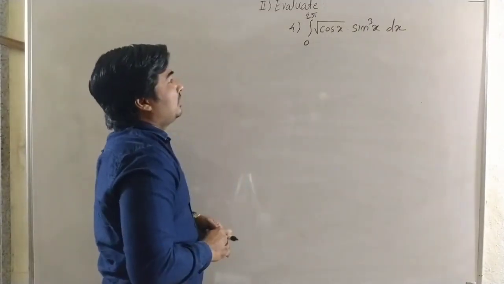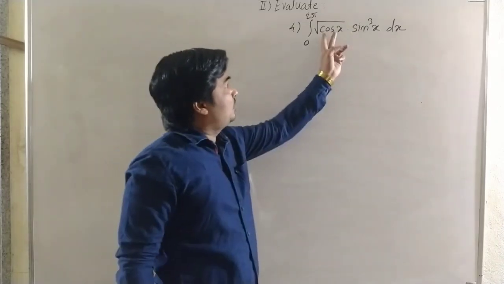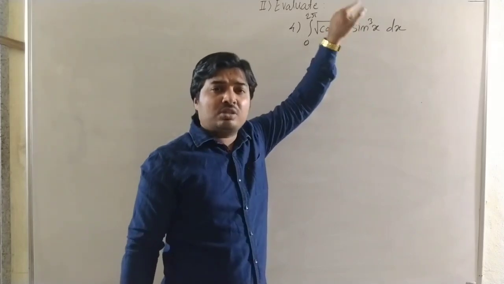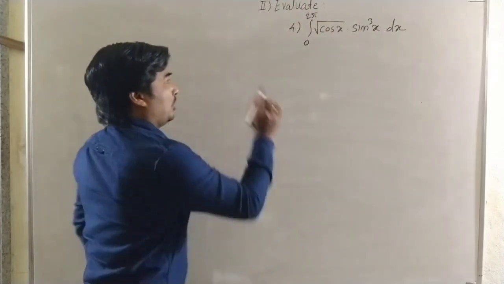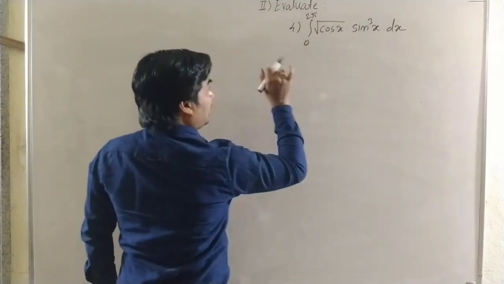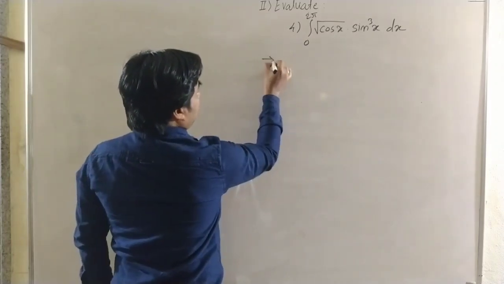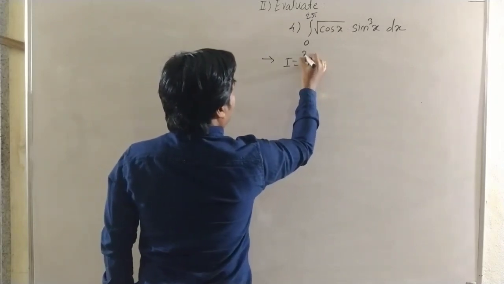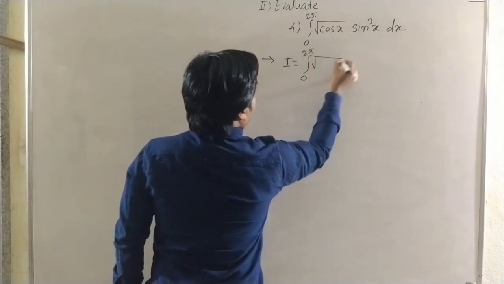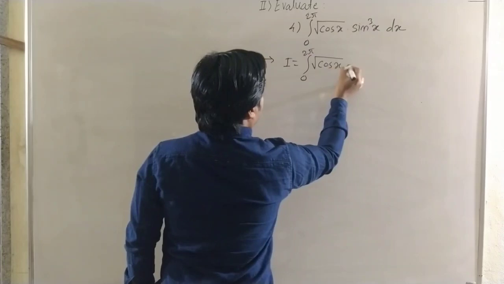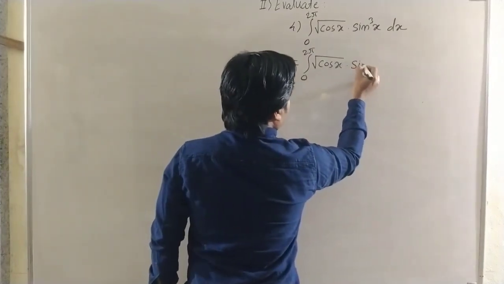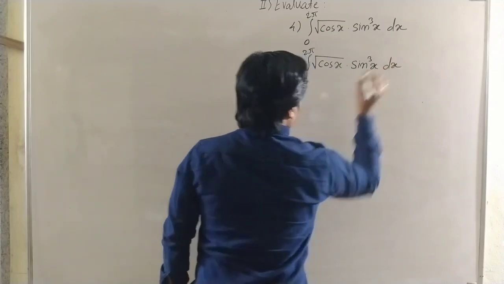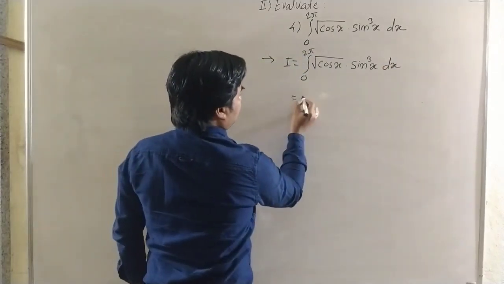Again here in the integral there is a composite function, but the derivative of cos x is not sin cube x, and the derivative of sin x is not under root cos x. First we simplify and then use the substitution. The integral is equal to integral from 0 to 2 pi of under root cos x into sin cube x dx.